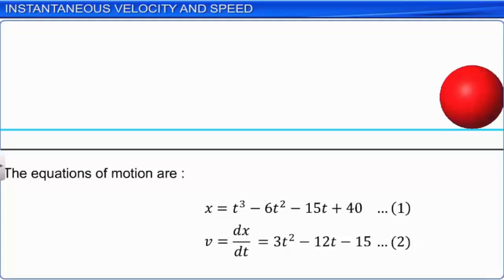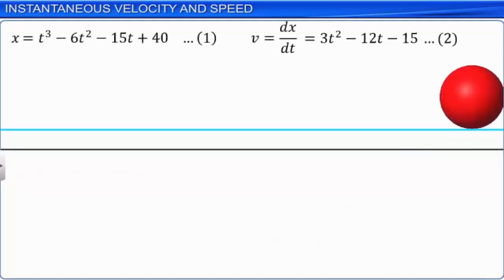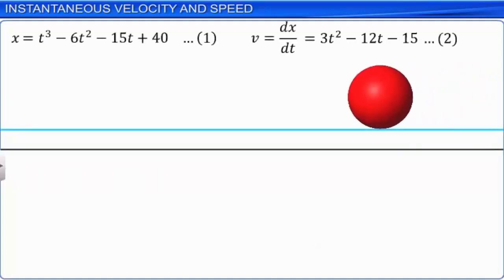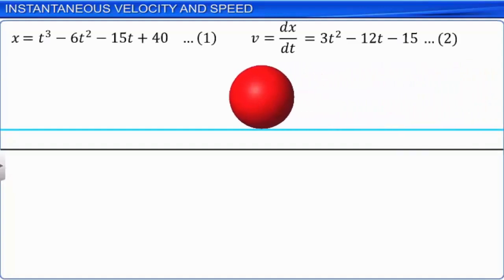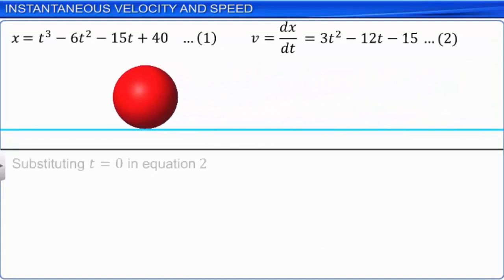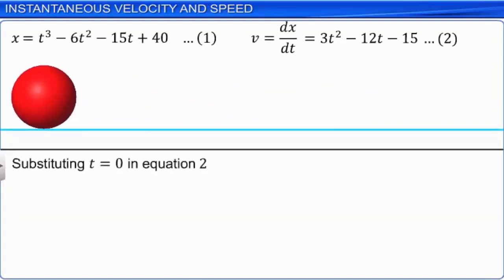At t is equal to 0 seconds, we need to find the value of v. Substituting t is equal to 0 in equation 2, v is equal to minus 15 meters per second. The particle here is moving towards the left.